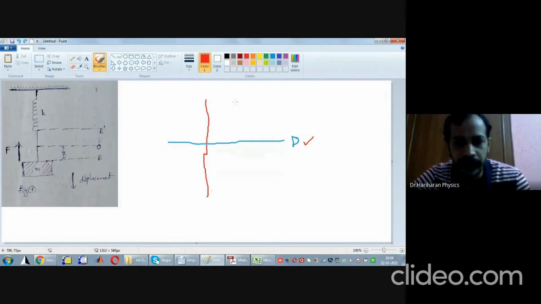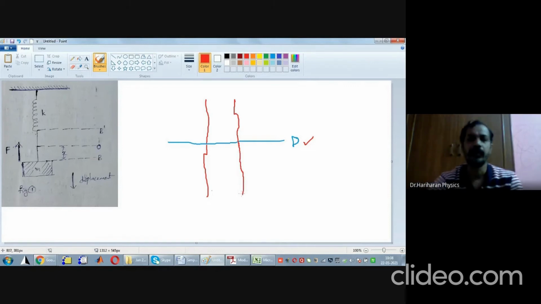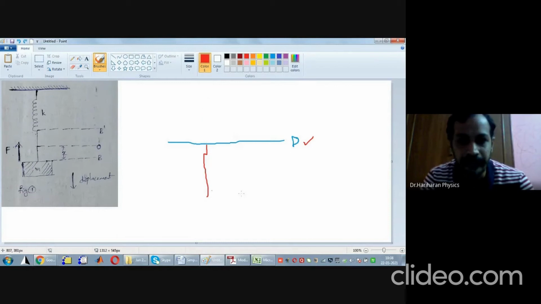Now it is approaching the blue line, approaching the mean position. Now again, what is happening? Moving away from the equilibrium position. So let me tell the following. How does the velocity vary with time? If the object approaches the mean position, velocity will increase. At the mean position, velocity is maximum.